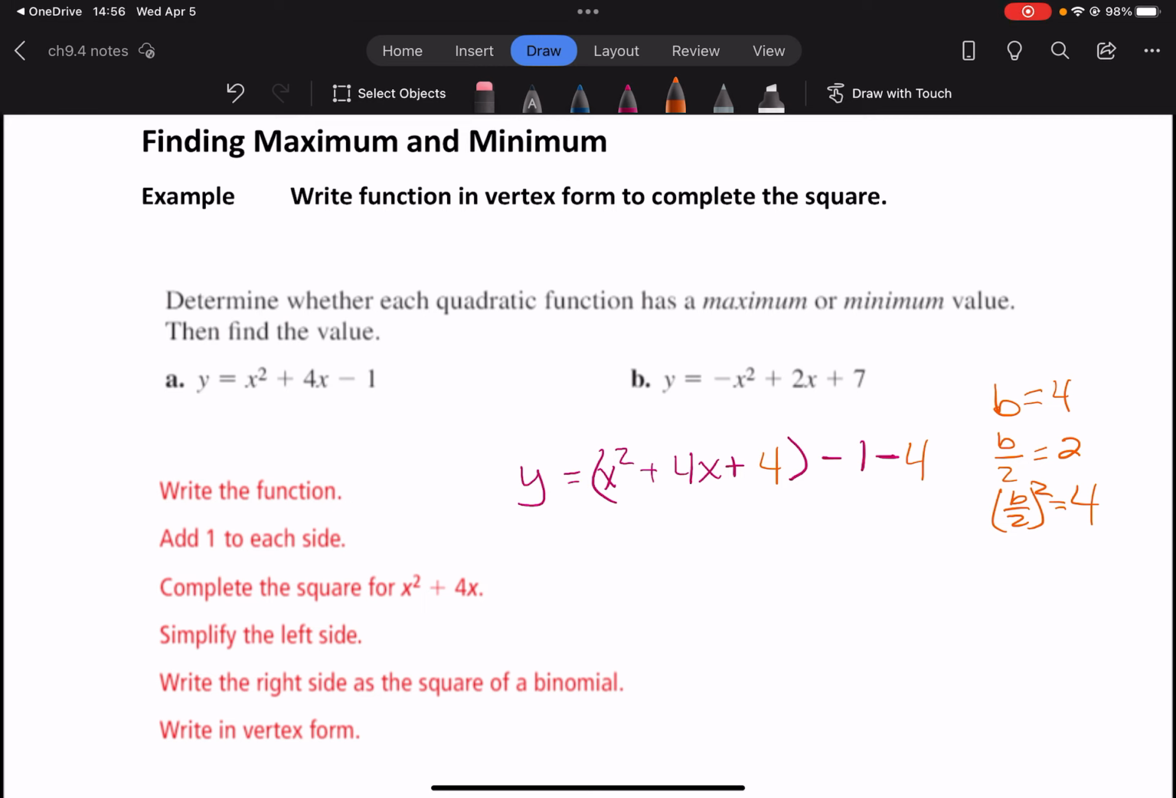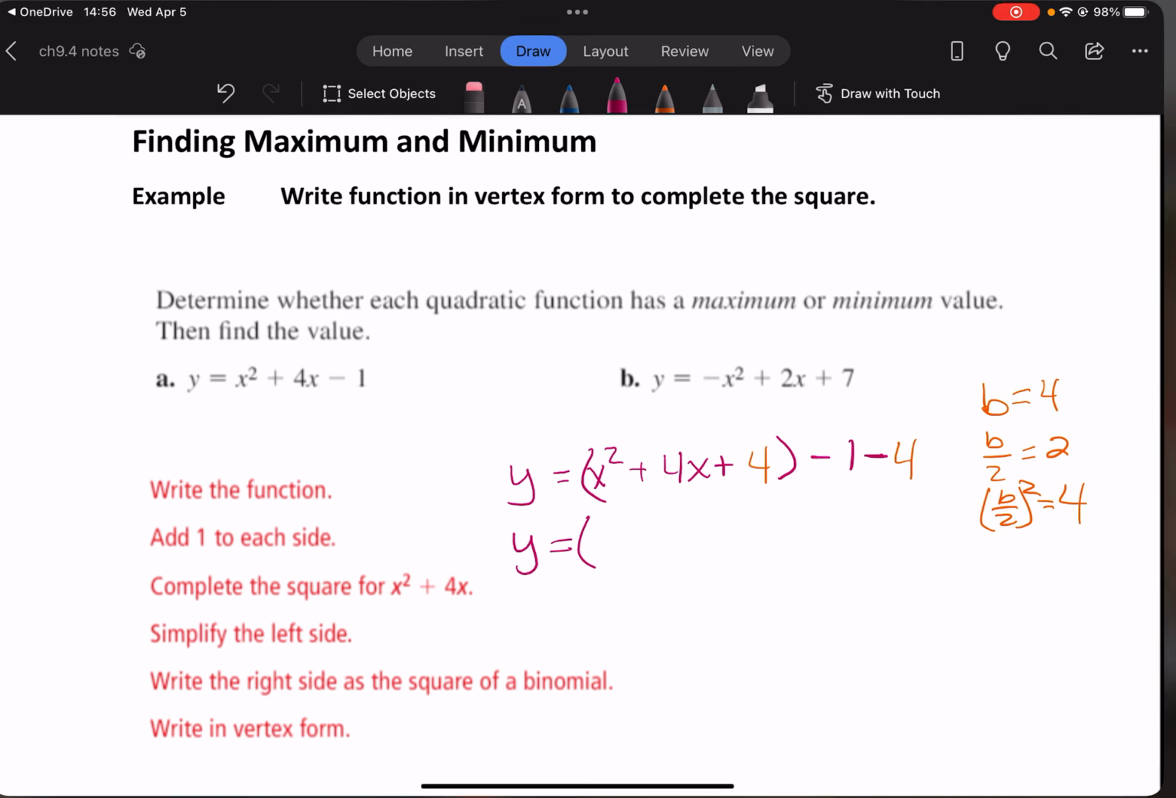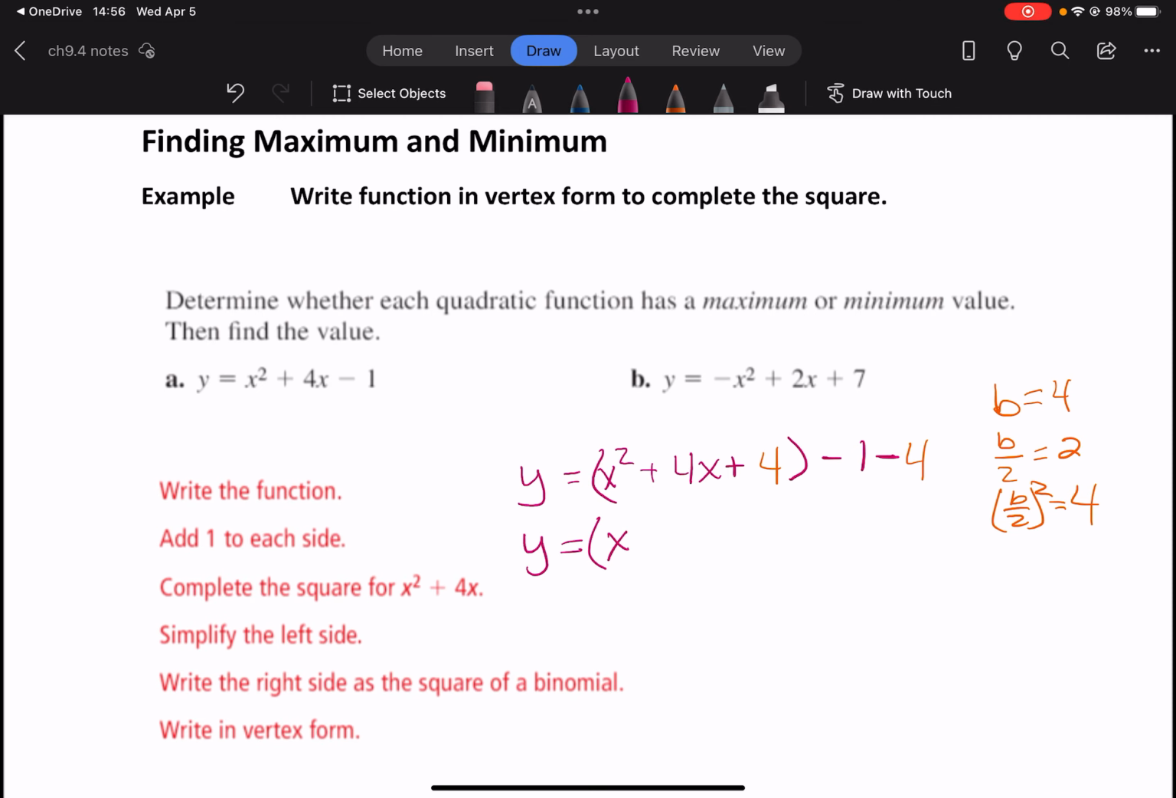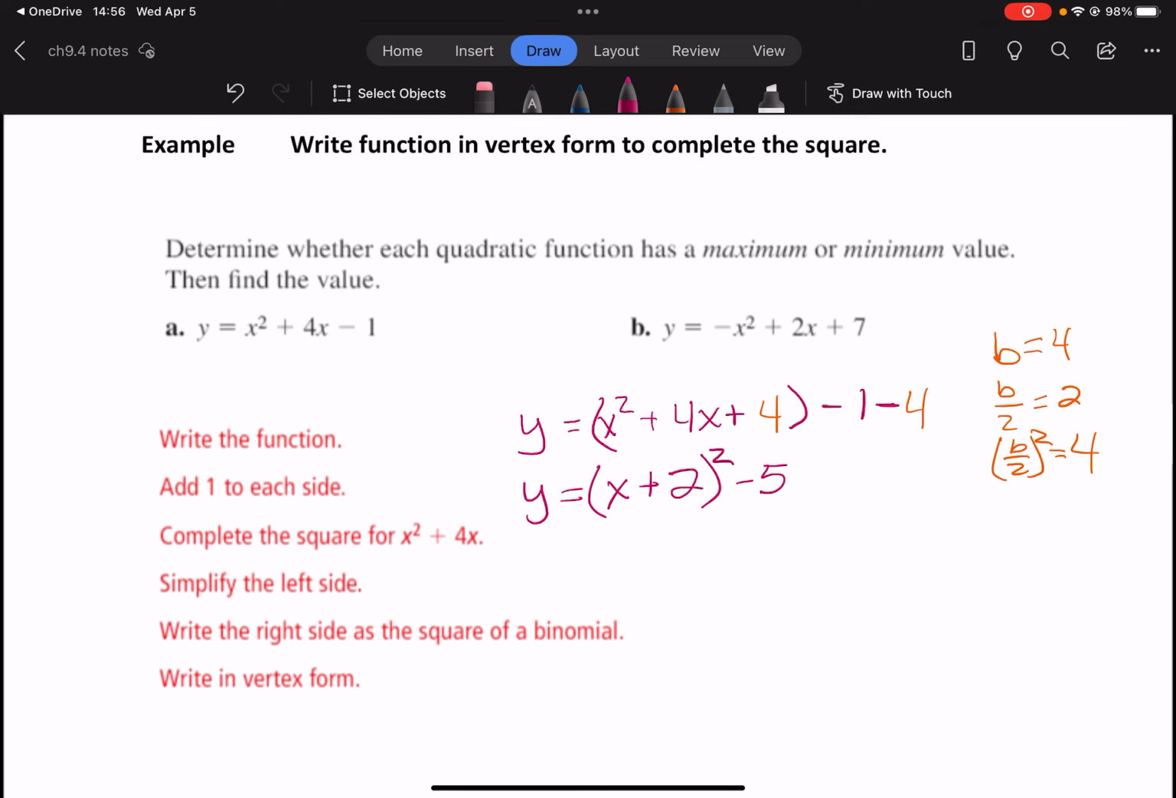And so now what I'll do is I can simplify. Remember, it is y equals x, first sign, which is positive, b over 2, which is 2, squared, minus 1 minus 4 is minus 5. And now we're in vertex form, okay? Now, once I put that in vertex form, I can actually write down the vertex.